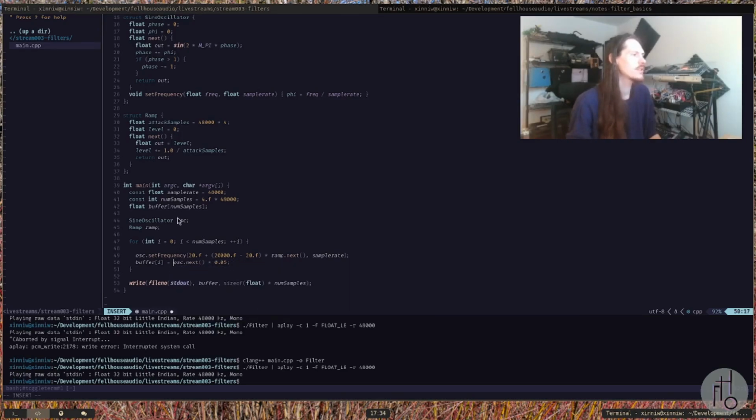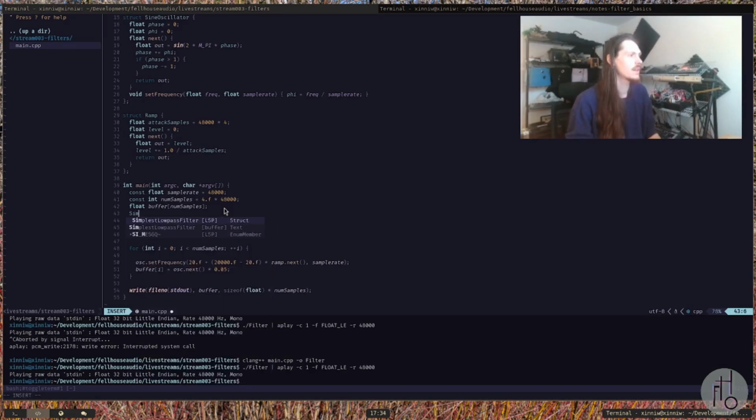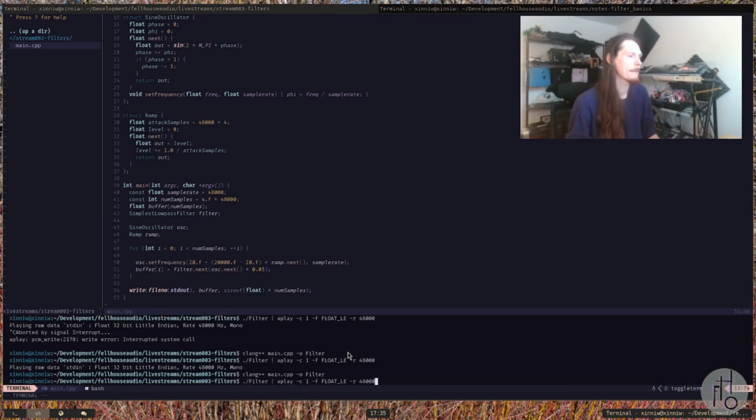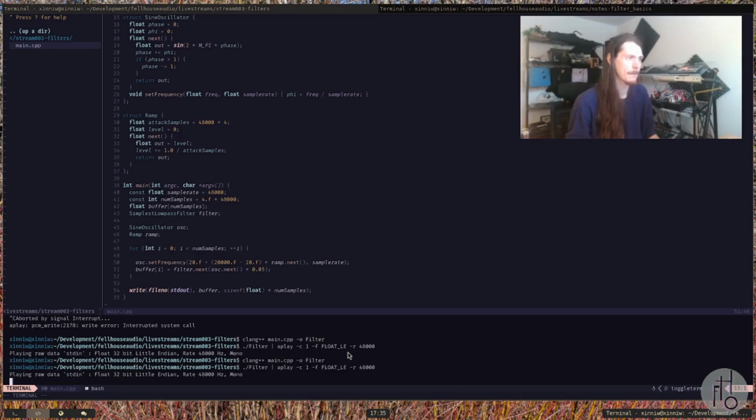So we're going to make this filter. Here's our simplest low pass filter. Call it filter. We'll say filter.next. Could you hear the difference? I couldn't. It sounded exactly the same to me. And there's a reason for that. And we'll get into it.